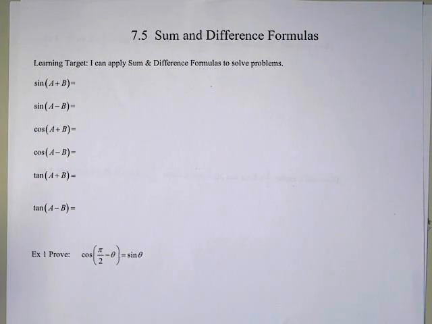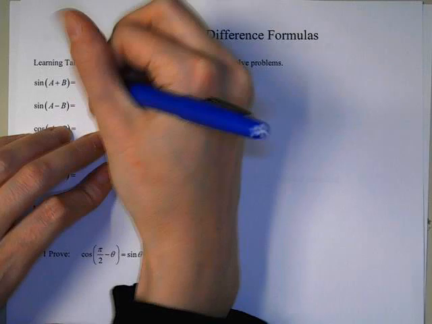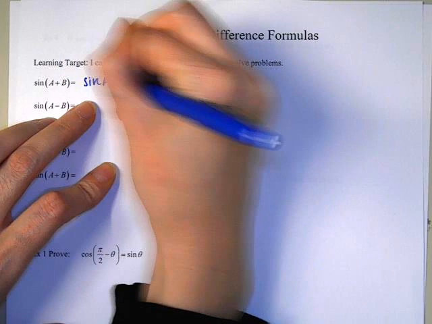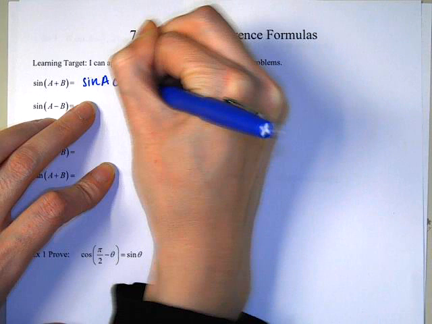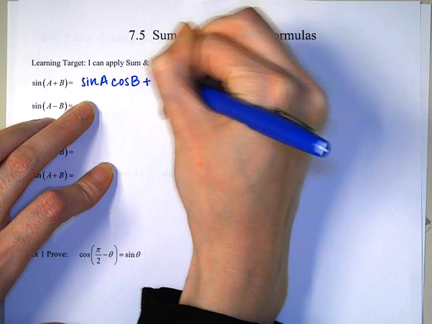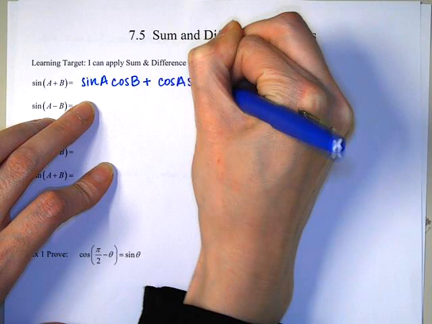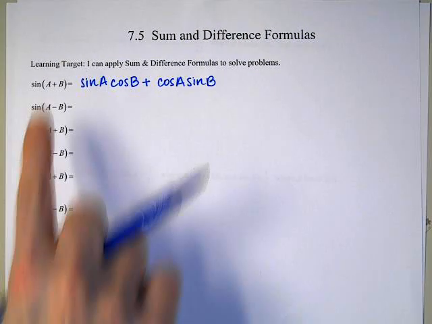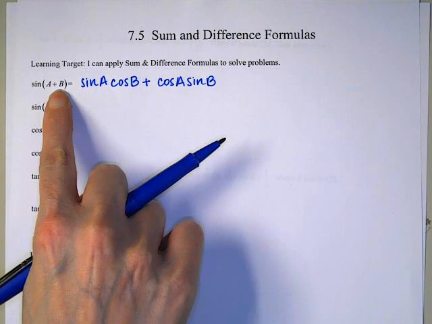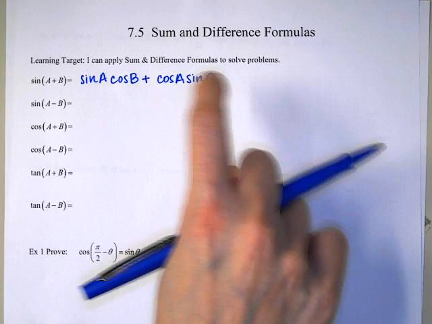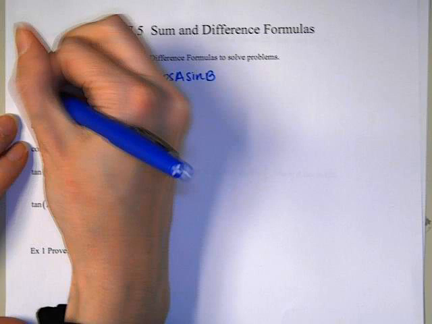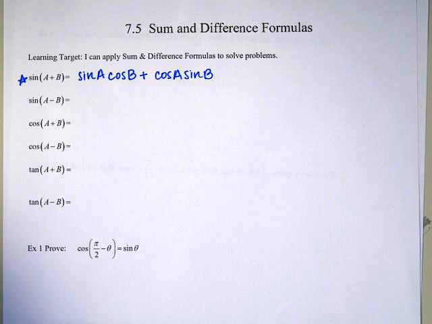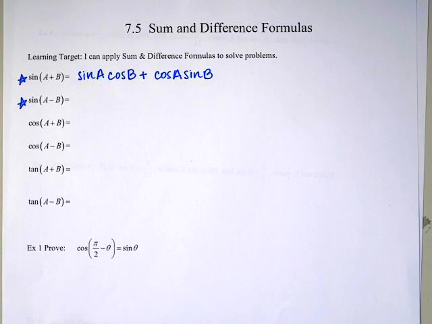So sine A plus B is actually equal to sine A cosine B plus cosine A sine B. And someone once taught me it's like a cheer. So sine of A plus B is always sine, cosine, cosine, sine. So for both of these, it's going to be sine, cosine, cosine, sine. And then we'll talk about the signs.